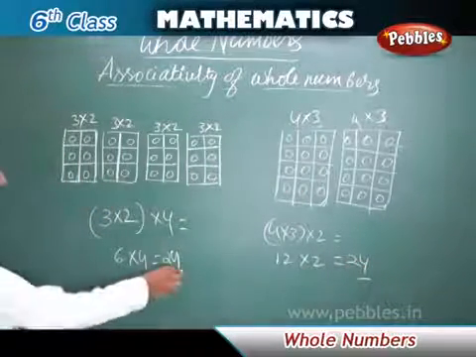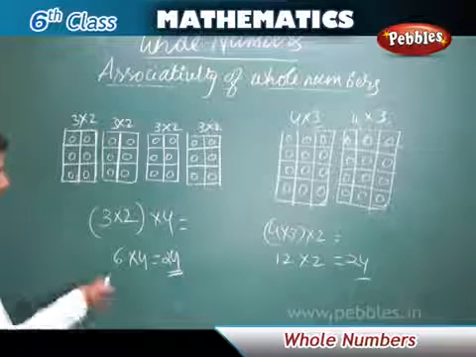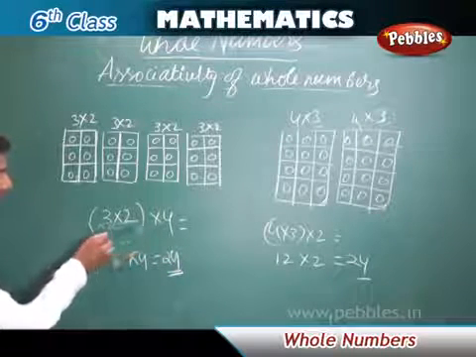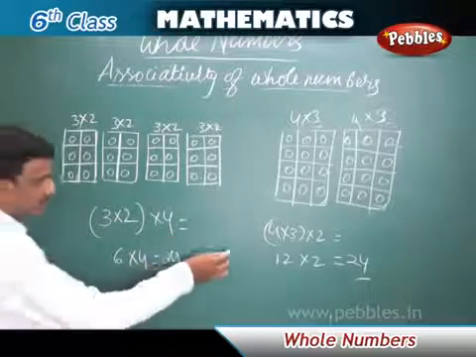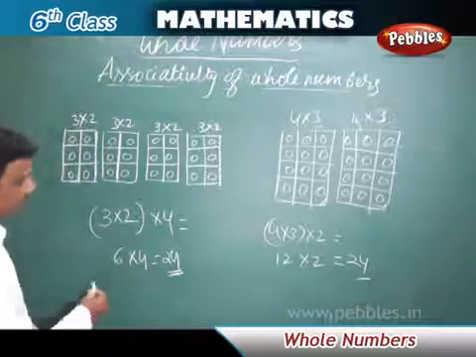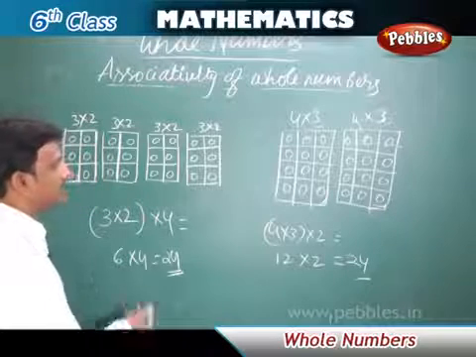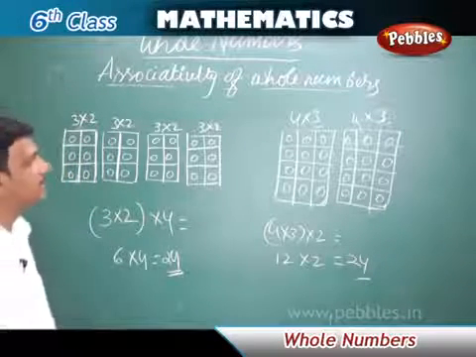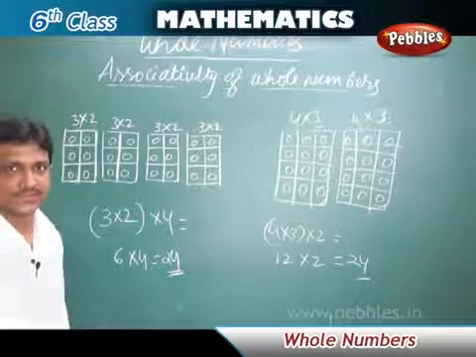So here in both cases the answer is the same, the value is the same. But the numbers that we are multiplying at the beginning are different. So this property is called the associative property of multiplication for whole numbers. So we find that addition and multiplication are associative over whole numbers.